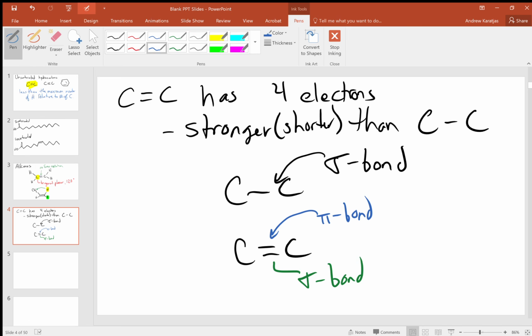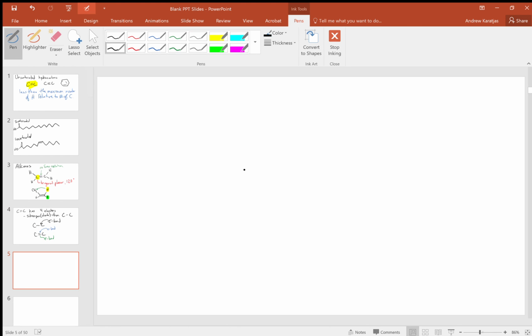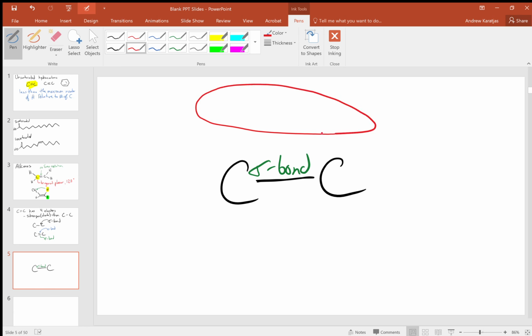Let's picture that in another way. So the sigma bond is directly between the atoms. And so those electrons are more blocked, more shielded than the rest of the molecule, than others. But the pi electrons are up here and down here.